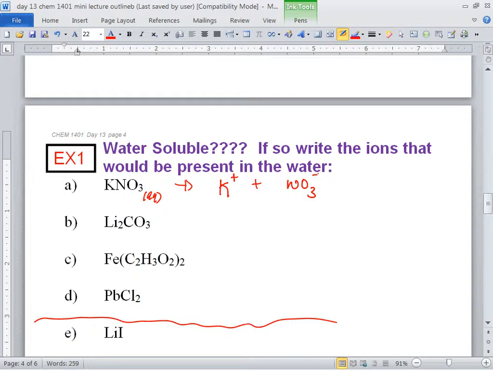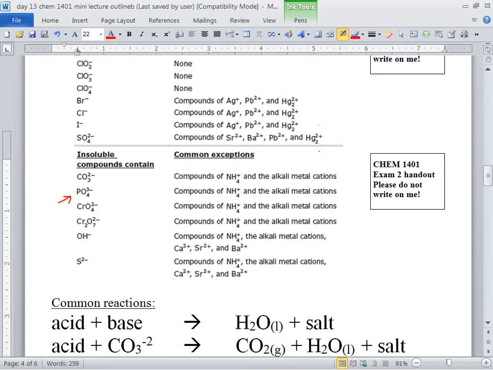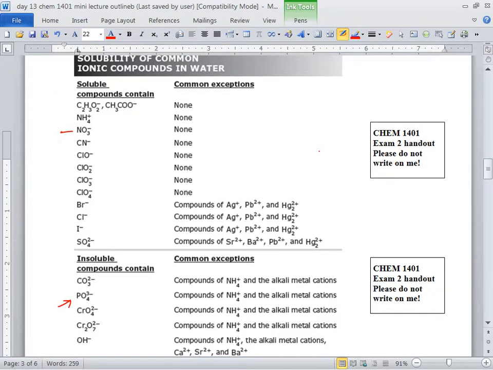So Rebecca, is lithium carbonate soluble or insoluble? Insoluble? Let's check. Doesn't sound right. Because you have carbonate. Oh, carbonate. It looks like it's insoluble. Looks like she's right. But then you check the exceptions.